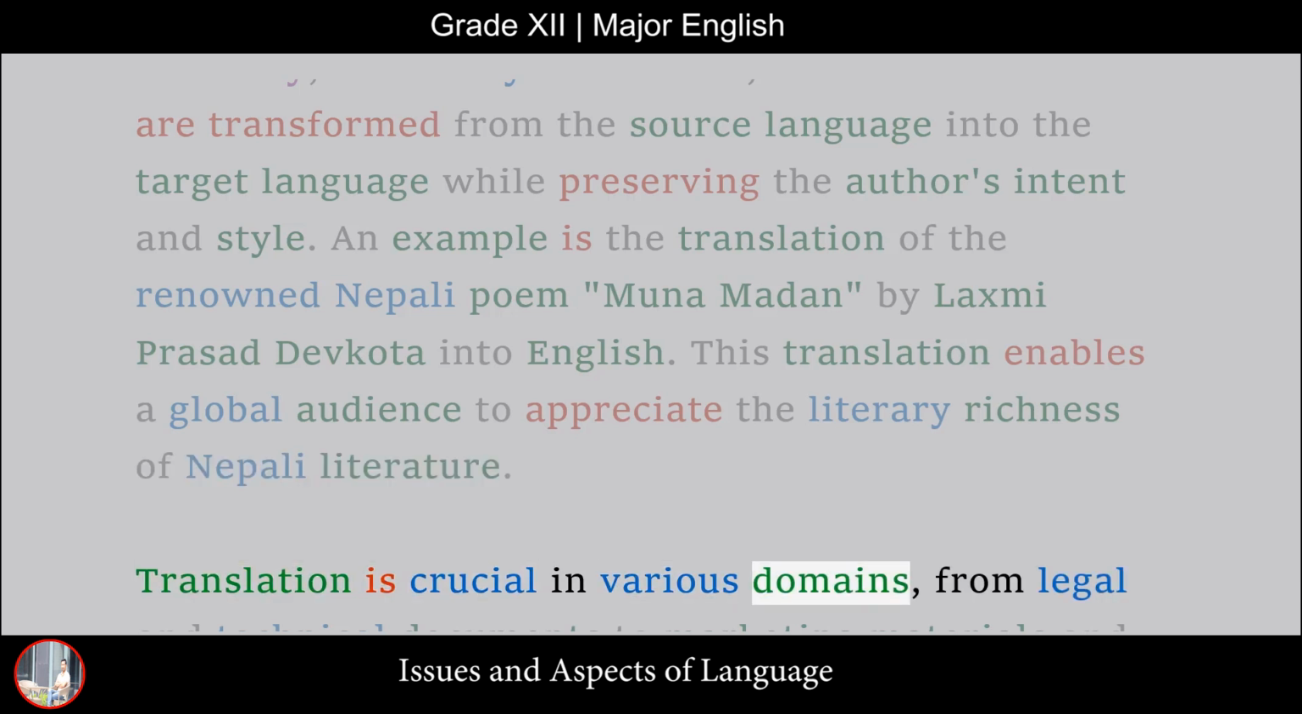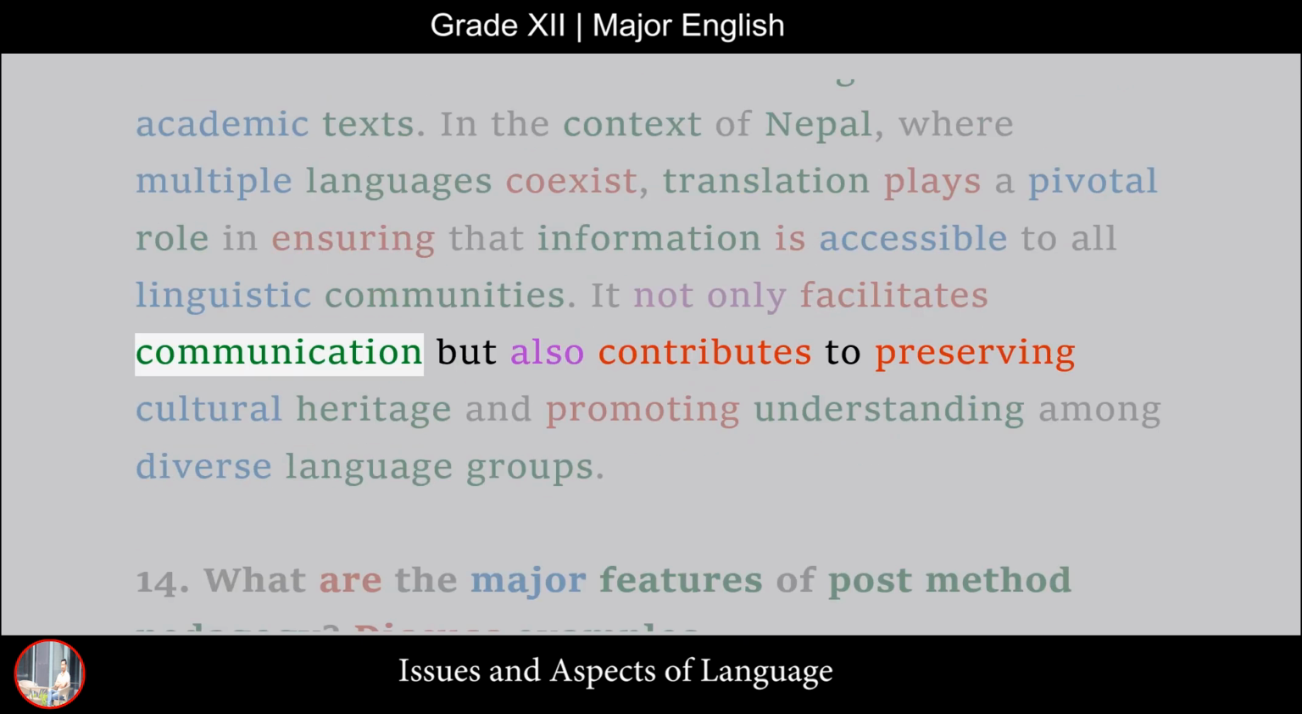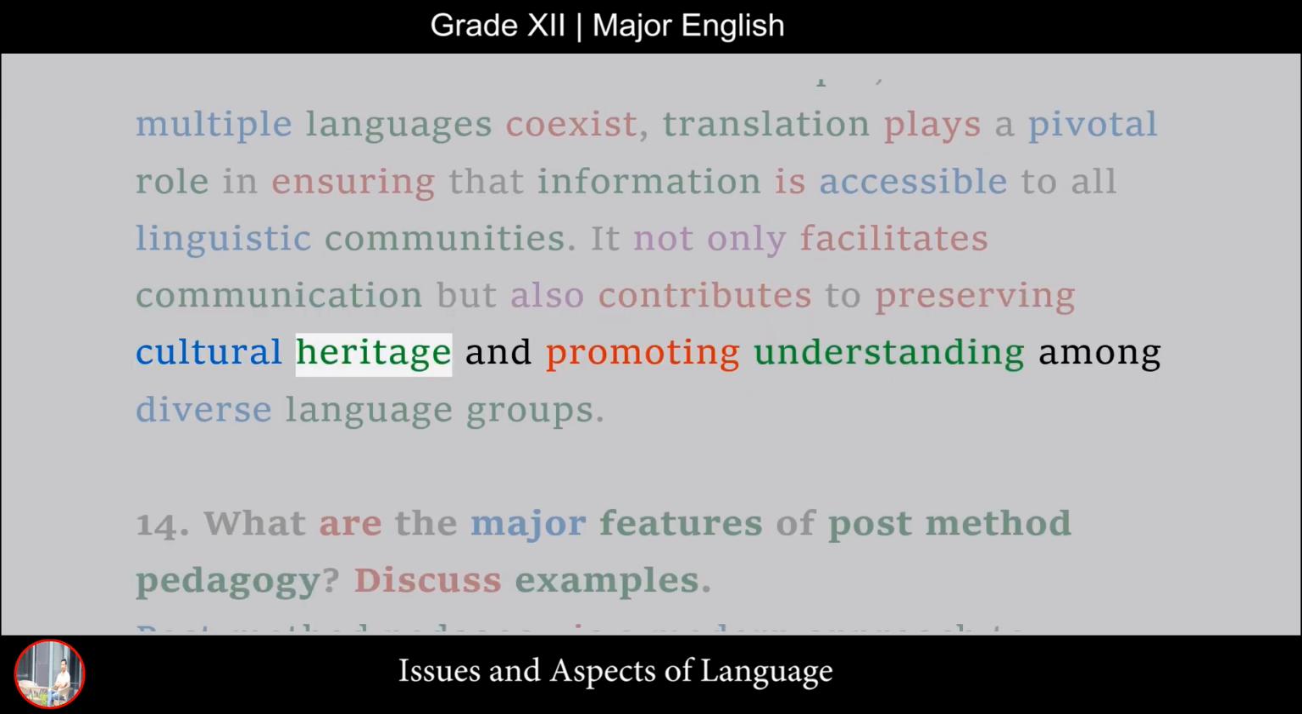Translation is crucial in various domains, from legal and technical documents to marketing materials and academic texts. In the context of Nepal, where multiple languages coexist, translation plays a pivotal role in ensuring that information is accessible to all linguistic communities. It not only facilitates communication but also contributes to preserving cultural heritage and promoting understanding among diverse language groups.